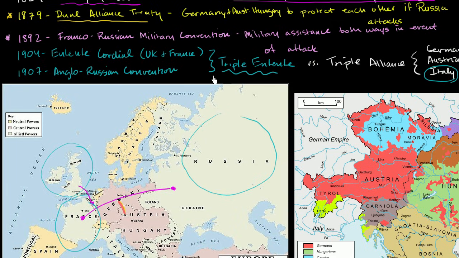But this will give you a good background for why what would seem like a regional skirmish in Southeast Europe turns into a pan-European and eventually pan-global war.